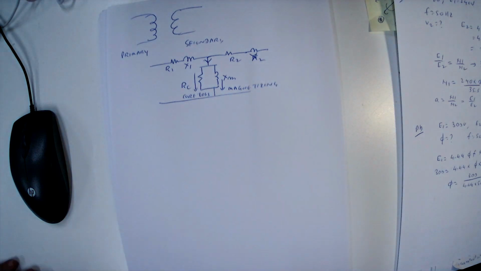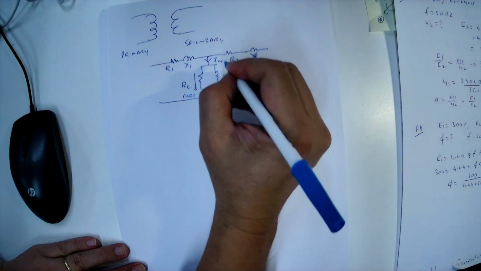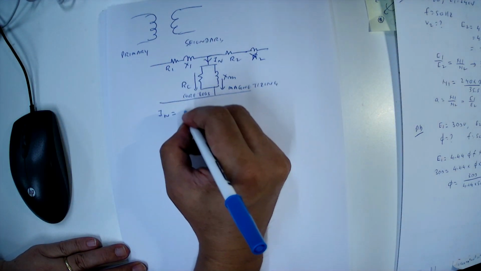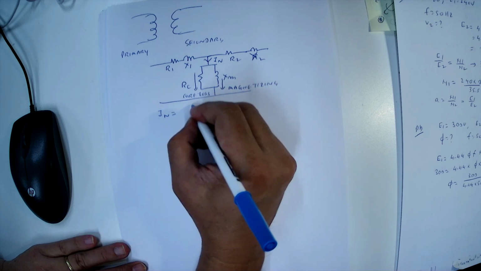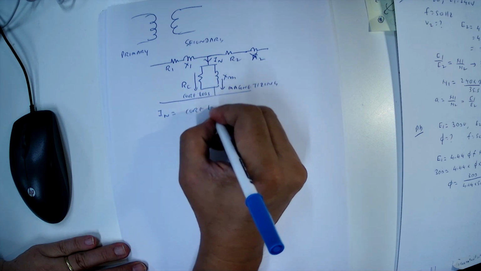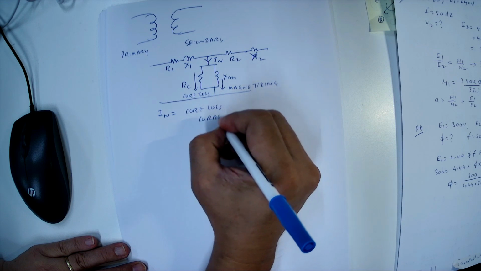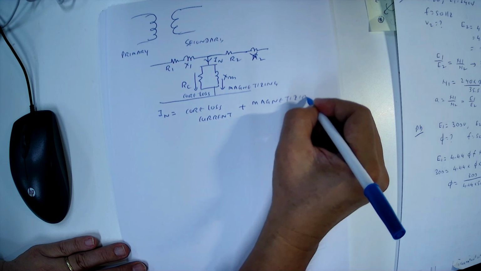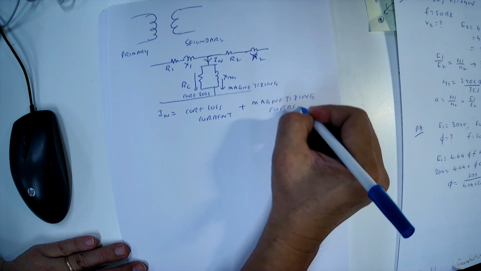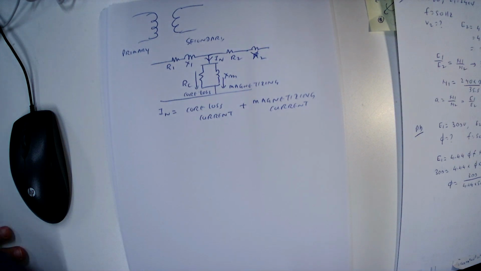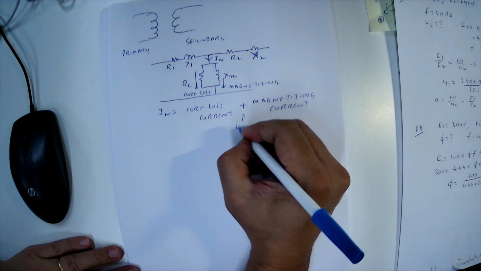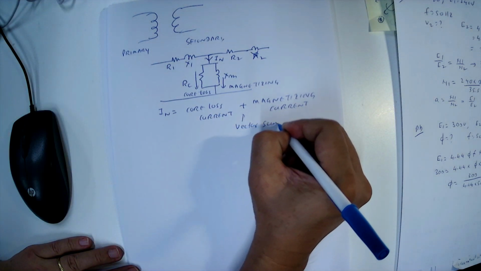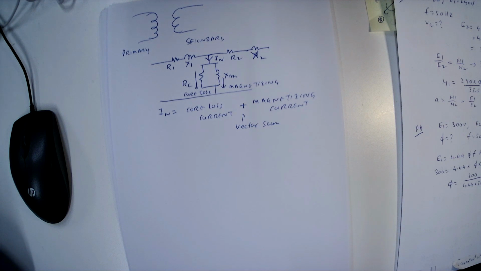So this is the equivalent circuit diagram for the transformer. The transformer no load current is I_N. The no load current I_N is made up of the core loss current plus the magnetizing current. That will be the transformer no load current. So we have to get the vector sum. We need to find the vector sum.